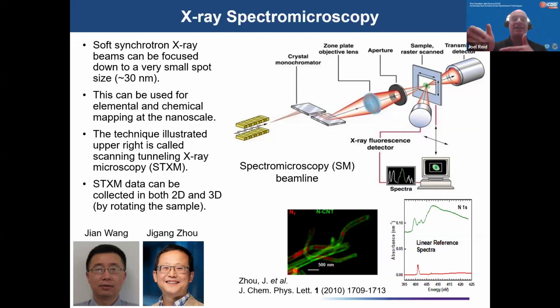The sample is rastered in the beam to produce a 2D map while collecting X-ray absorption data at every single step as well. So the result is an image where every pixel contains X-ray absorption data. The figure at the bottom right illustrates the form of nitrogen in doped carbon nanotubes, where the green represents nitrogen that's incorporated in the nanotube structure. The red is nitrogen gas within the nanotubes.